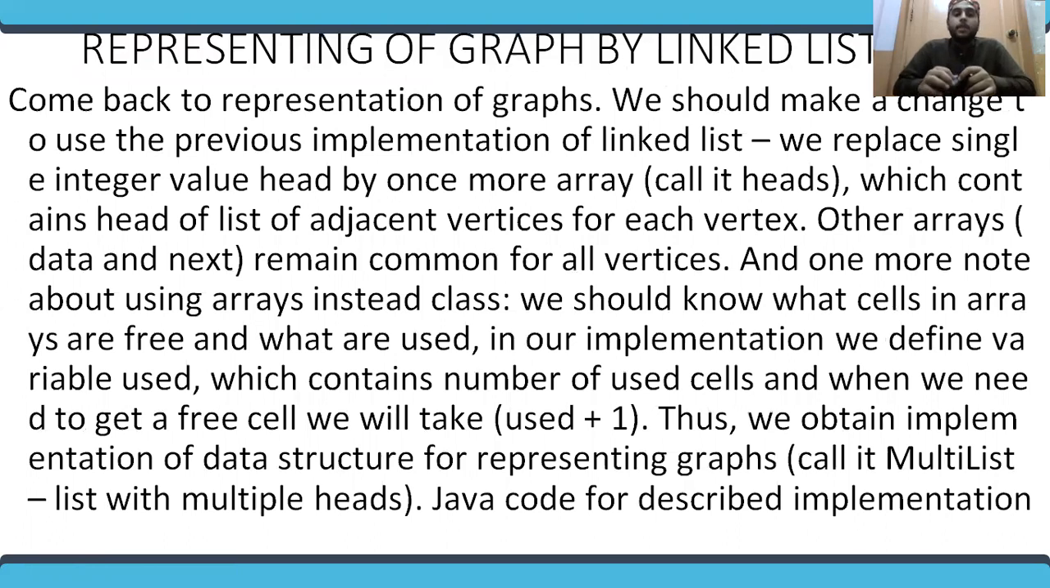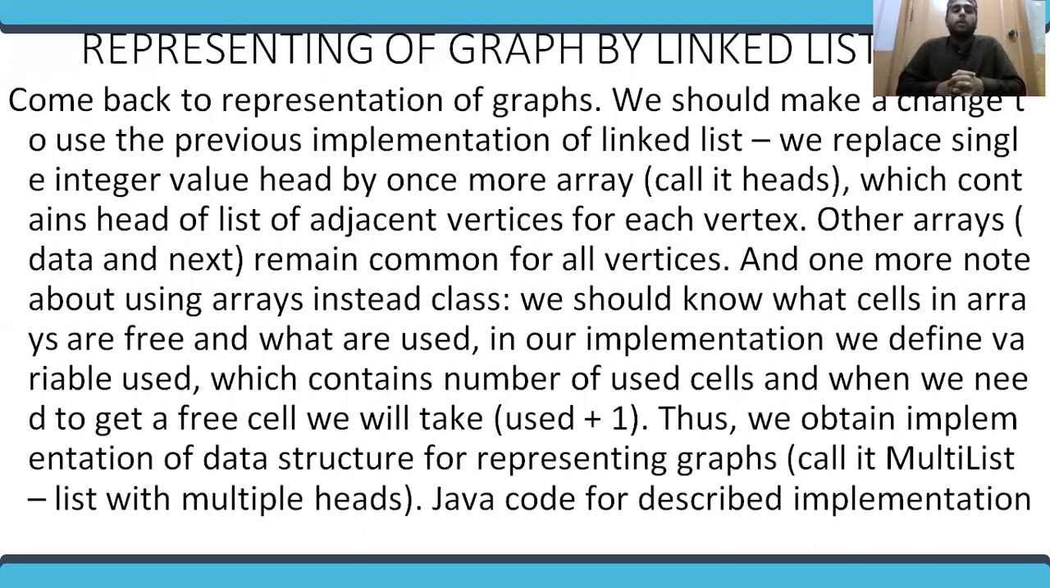Come back to the representation of the graph. We should make a change to the previous implementation of the list. We should replace the single integer value head by an array, call it heads, which contains the head of the list of adjacent vertices for each vertex. The other arrays, data and next, remain common for all vertices.